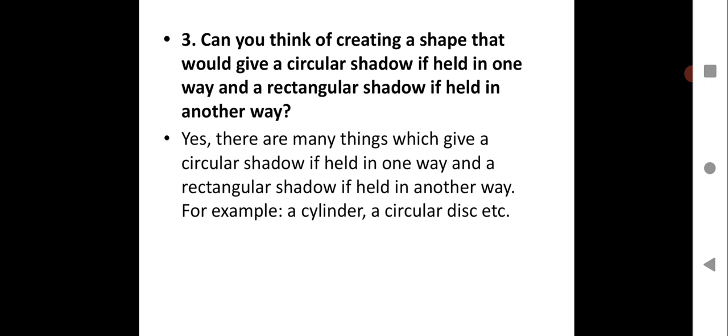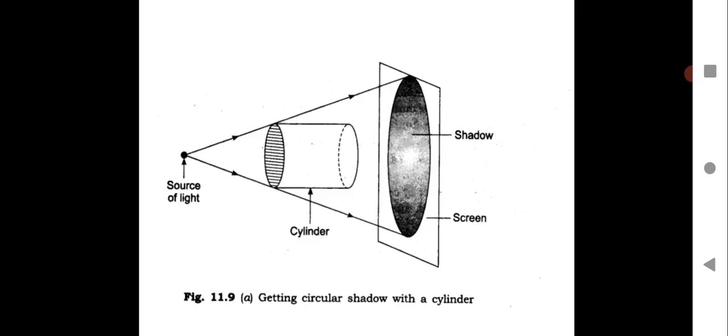So you are going to write all this in your notebook. Hopefully you are writing. Here you have to draw this diagram also in your notebook. With the cylinder you will get a circular shadow. When you have a point light source and you see the arrangement of the cylinder, if you keep the cylinder horizontal, then you will get a circular shadow on the screen.